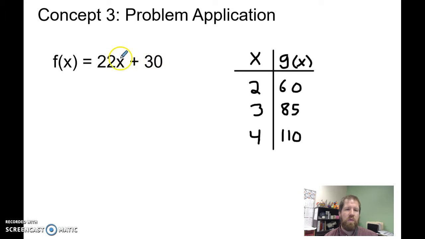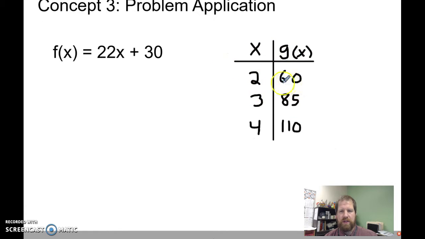If you rent it for just 1 hour, it costs $22 plus 30. It costs $52. If you want to do 2 hours, it's $44 plus 30, so $74. So that's their rate, how much they charge. And then we go to another shop, and they have this posted. They say for 2 hours it costs you $60. For 3 hours it costs you $85. For 4 hours it costs you $110.